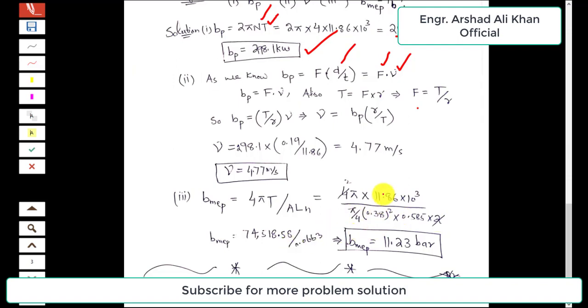So when we simplify this, we get 74,518.58 for the numerator, and for the denominator we get 0.0663. So dividing it, we get the value of brake mean effective pressure, which is 11.23 bar. So this is all about the solution of problem 13.2.